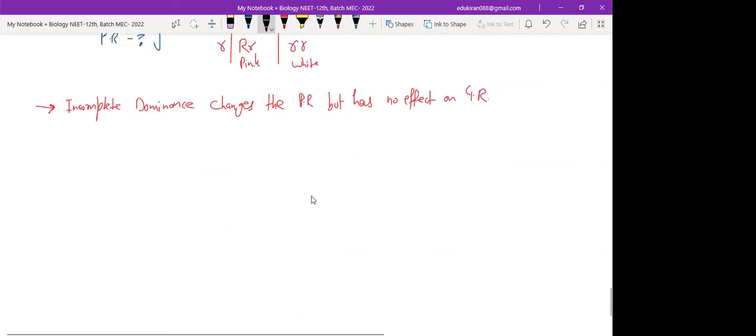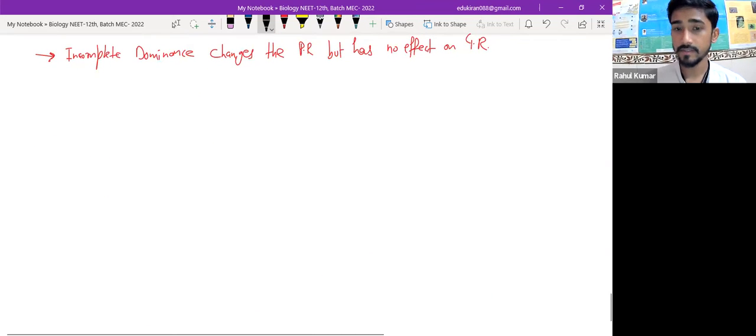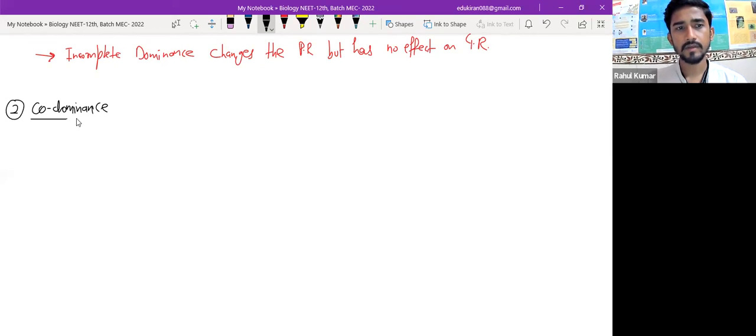Okay. So this was the first exception to the law of dominance where it was not being followed. The second exception is known as codominance. Now, it is different from incomplete dominance in the manner where when two alleles are present in a heterozygous condition, both are equally dominant, both express each other in the presence of each other. Now this is again a violation of the law of dominance, because no single allele is dominant. Okay, both are dominant.